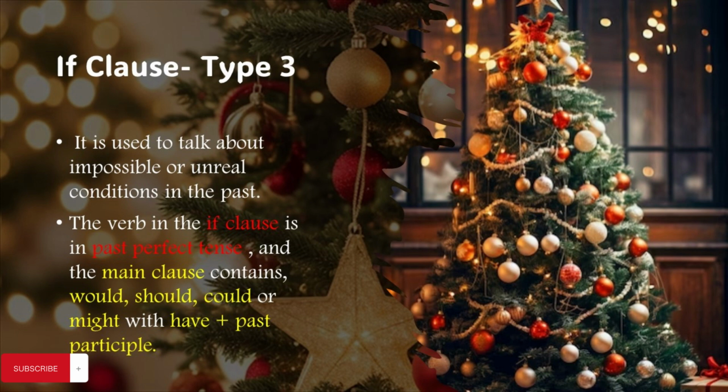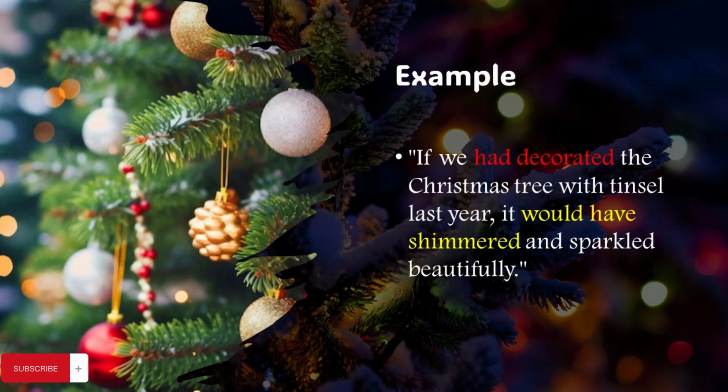In type 3 conditional sentences, we are dealing with impossible or unreal conditions in the past. I will explain it to you with an example. If we had decorated the Christmas tree with tinsel last year. In this case, the condition is presented as something that did not happen in the past. Perhaps they chose not to decorate the tree with tinsel.